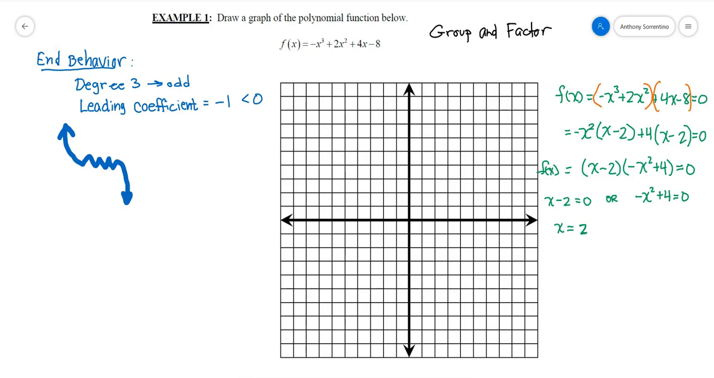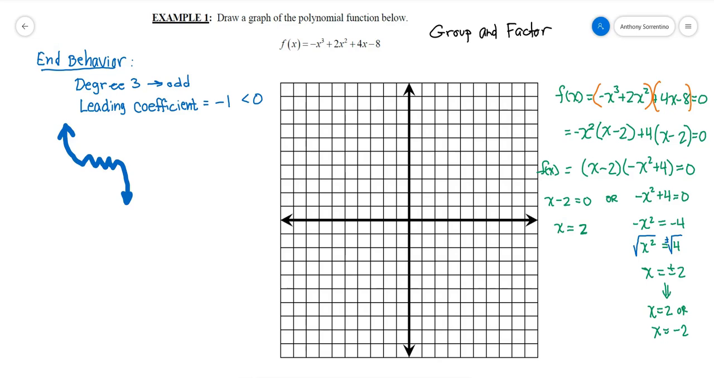Negative x squared plus 4, if I subtract 4 from both sides, multiply both sides by negative 1, and then square root both sides, I get that x is going to be plus or minus 2, which boils down to saying x equals 2 or x equals negative 2.